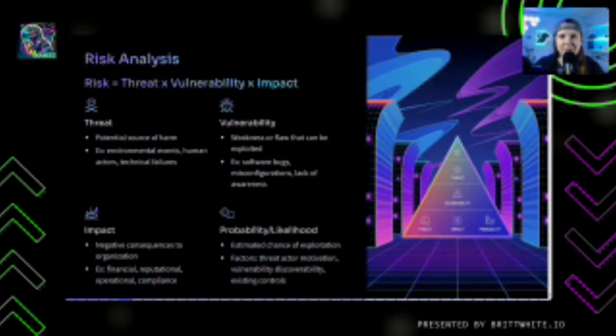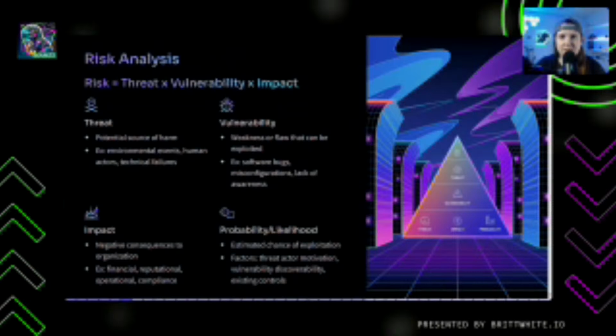A large-scale data breach at a major retailer illustrates impact with significant financial losses due to breach response, customer notifications, legal fees, and severe reputational damage impacting future sales. Probability or likelihood is the estimated chance that a specific threat will actually exploit a given vulnerability and result in a negative impact within a specific time frame.